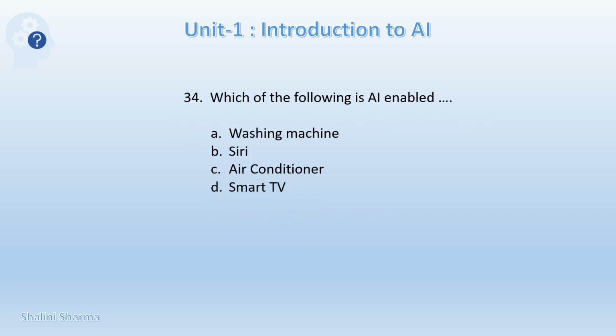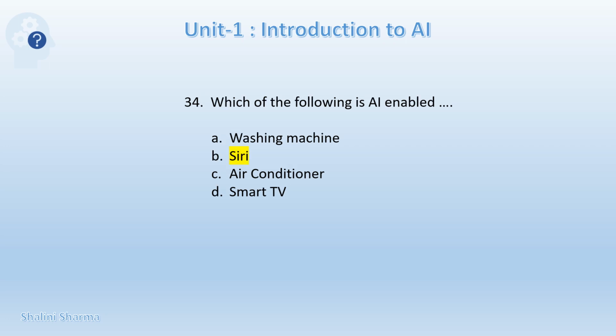34th question. Which of the following is AI enabled? Option A, washing machine. Option B, Siri. Option C, air conditioner. Option D, smart TV. The correct option is Siri, which is artificially intelligent. All others are machines which have not been enabled by AI. They are automated machines.